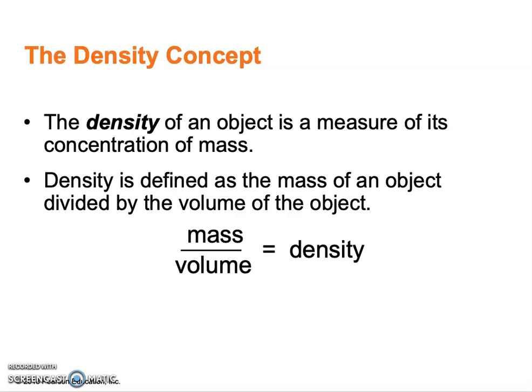The next concept we learn about measurement is the density concept. Density of an object is a measure of its concentration of mass. Density is defined as the mass of an object divided by the volume of the object. Mass divided by volume gives you the density of an object.